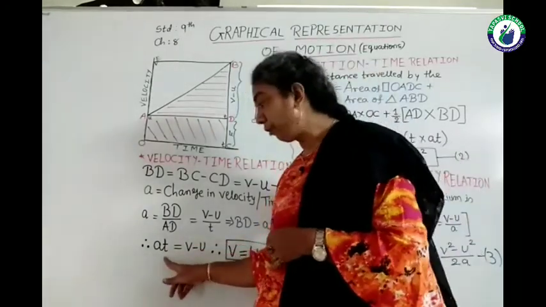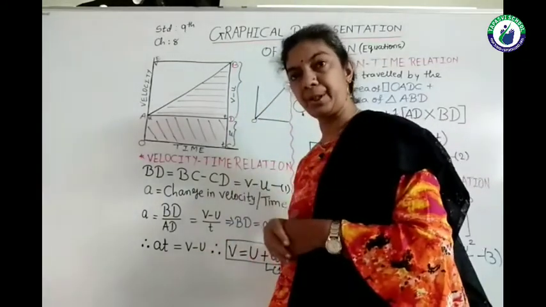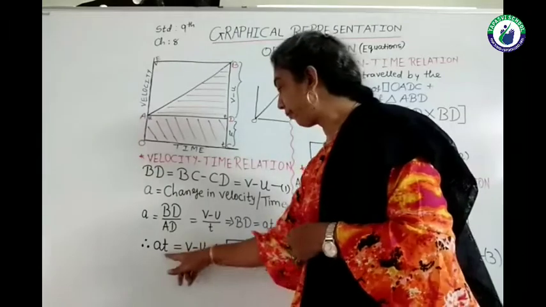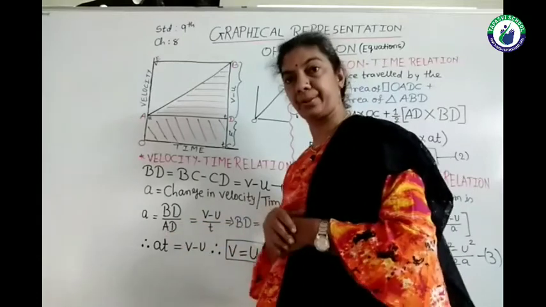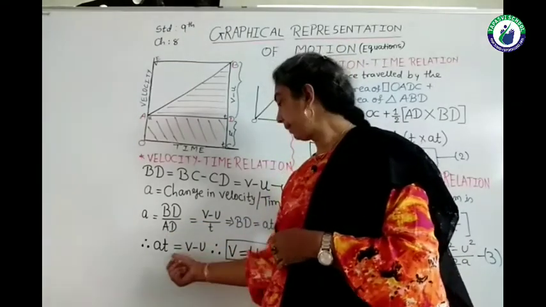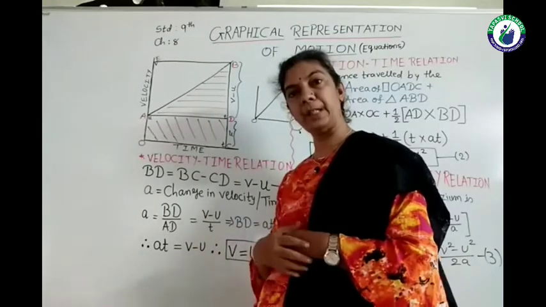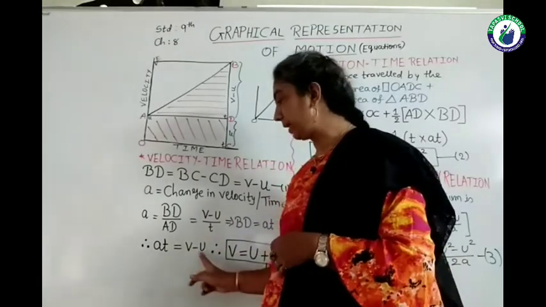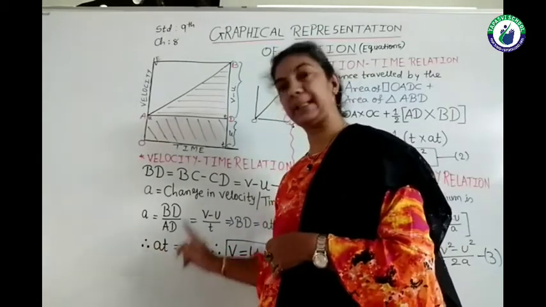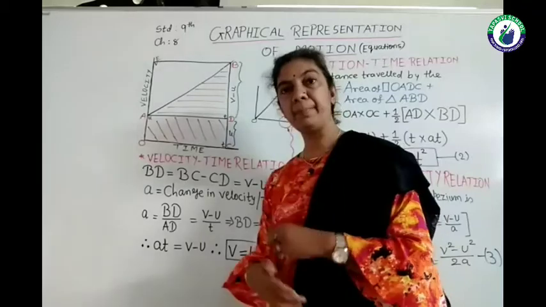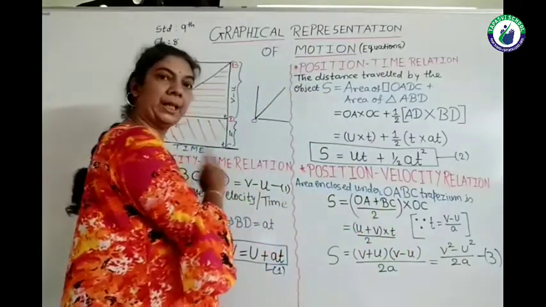Again we are getting at equals BD, which is v minus u, that we mentioned earlier. And from this, if I make v the subject, I take u to the other side of the equals sign. So I am getting v equals u plus at. That becomes our first equation, which shows the relation between velocity and time.